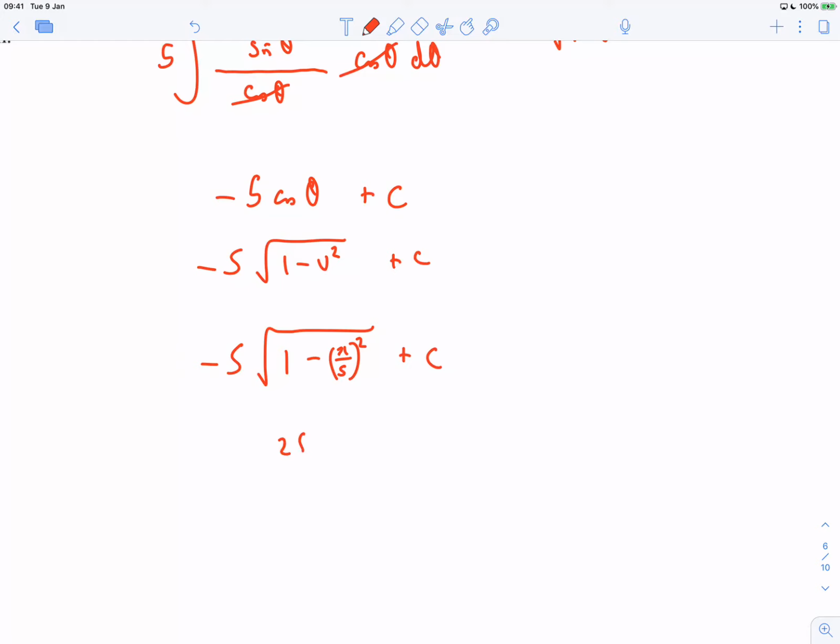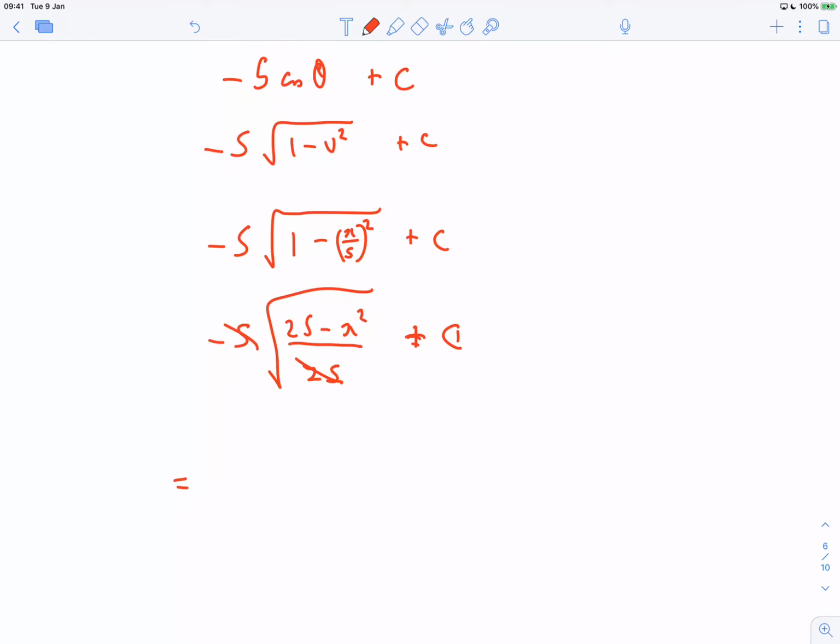So this is actually going to be 25 minus x squared all over 25, square rooted, minus 5. So actually this and this are going to cancel. So I make it that it's the negative square root of 25 minus x squared plus c.